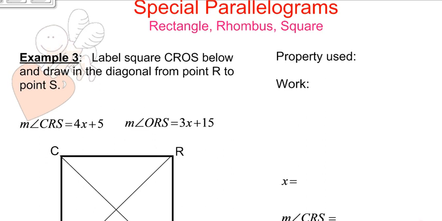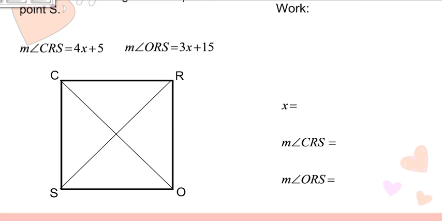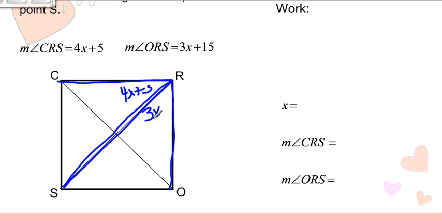All right, so example number 3, I'd like you to please try on your own. This is a square, and they give us angle CRS and angle ORS. They tell us this one is 4x plus 5, and this one is 3x plus 15. So please pause here and see if you can figure it out.